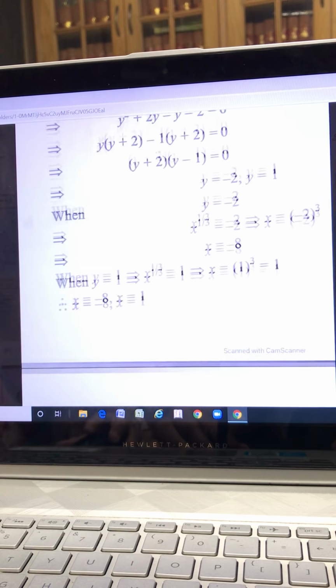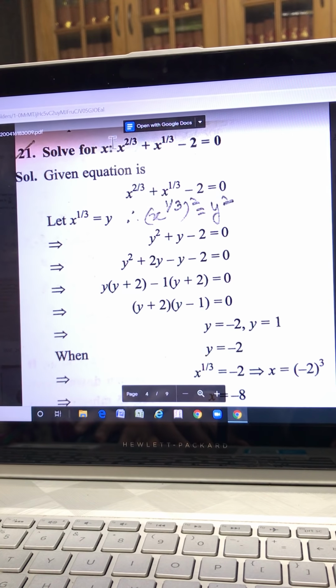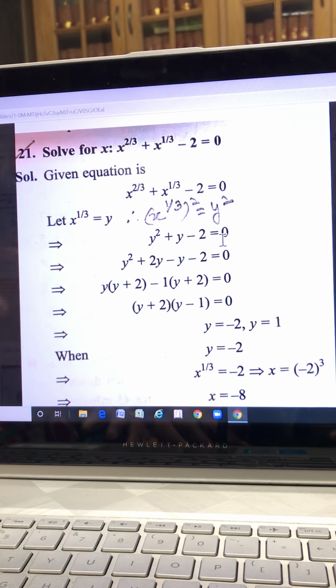So this is how we change the given equation, which is not in the form of quadratic equation, to the form of quadratic equation. The equation was not in the quadratic form, but we have changed it to quadratic form.